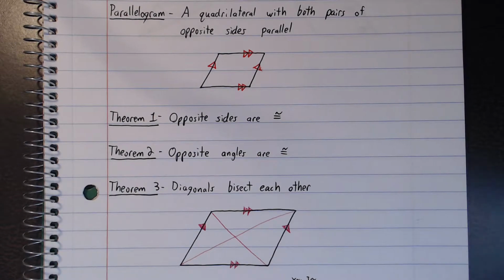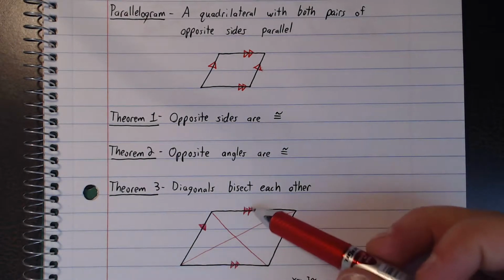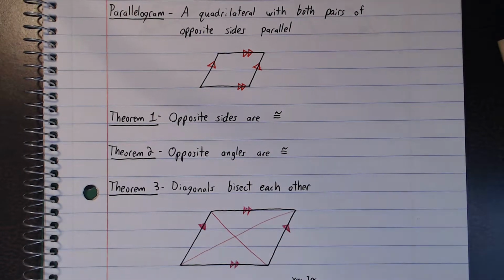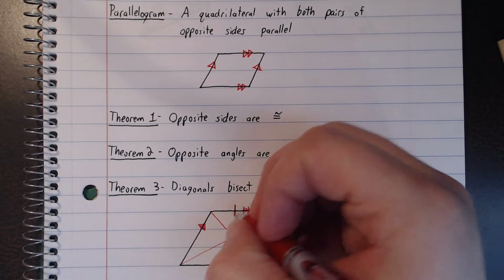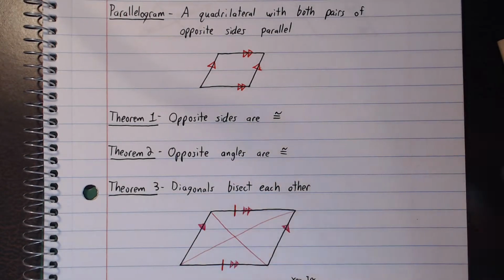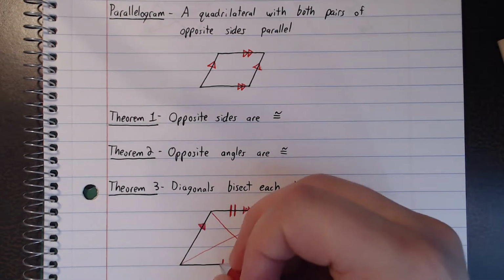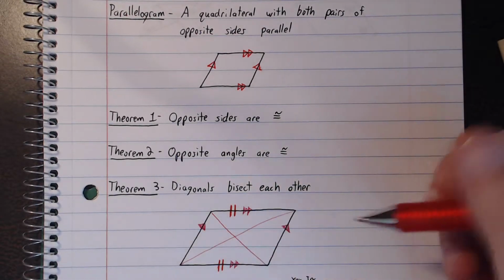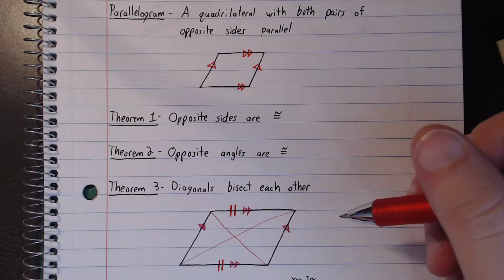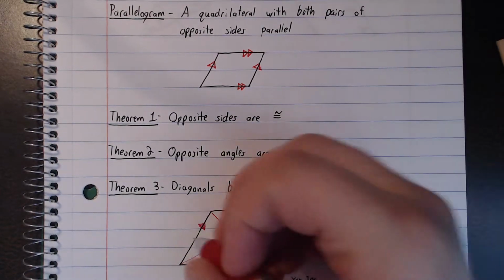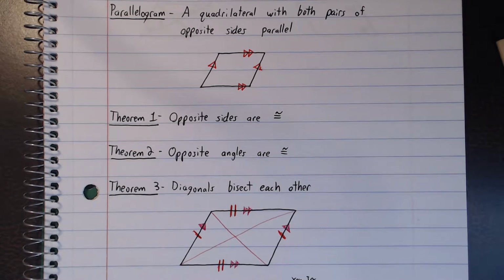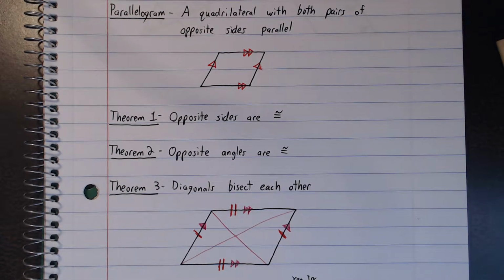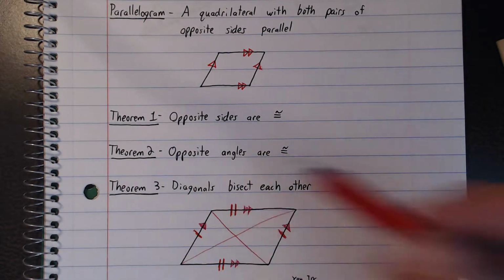Opposite sides congruent. So not only do we already have opposite sides parallel, which is the definition, so we know that this is a parallelogram, but we want to show that opposite sides are congruent. How we're going to do that is with the little dashes. So I'll put 2 here. Okay, these 2 sides are going to be congruent to each other because they have the same number of markings. And here I'm going to put 1 on each, showing that these both have the same measure.